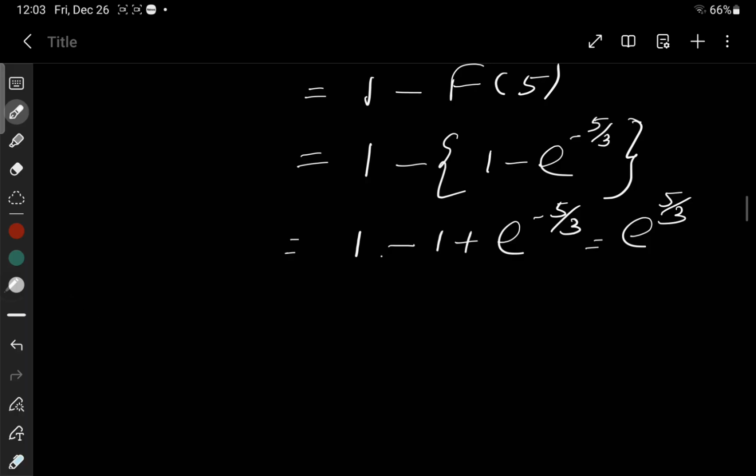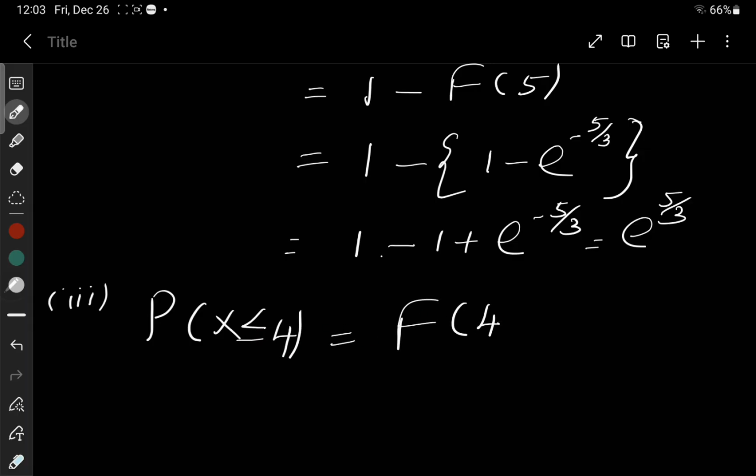The 1 cancels. Third one, find P of x less than or equal to 4. This is equal to just F of 4. This is equal to 1 minus, replacing x with 4, e power minus 4 by 3. So this is the answer.